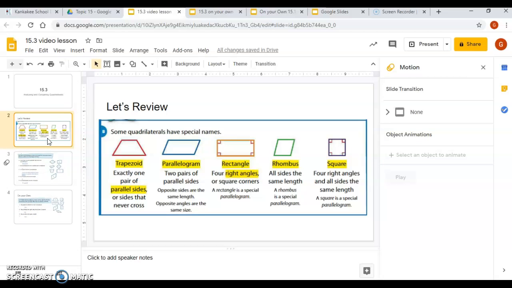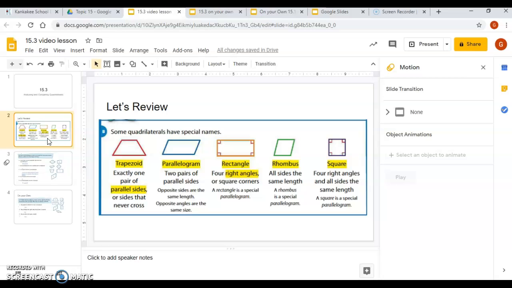Here you can see we have a trapezoid, which has one pair of parallel sides. And then you have a parallelogram, which has two pairs of parallel sides. We have a rectangle, and a rectangle has four right angles or square angles, but all of the sides are not the same length. Then you have a rhombus, and a rhombus has all sides that are the same length, and it has two sets that are parallel. So a rhombus is a parallelogram and a rectangle is a parallelogram.